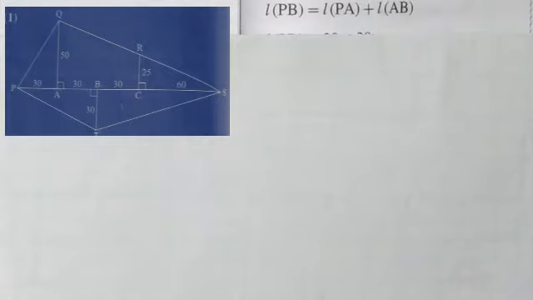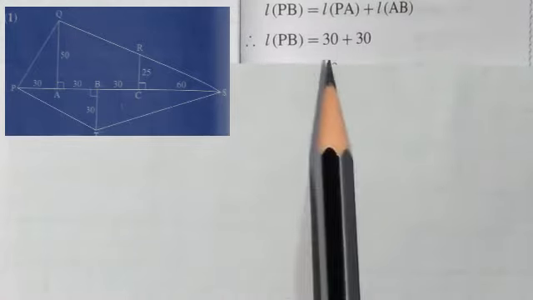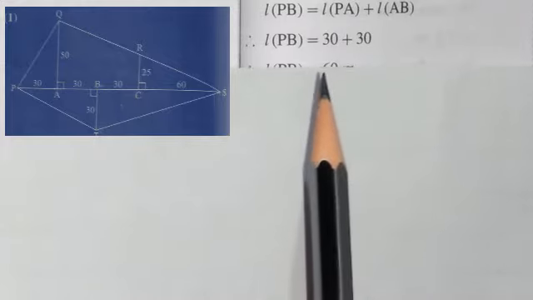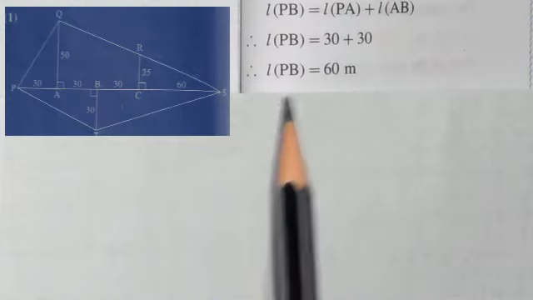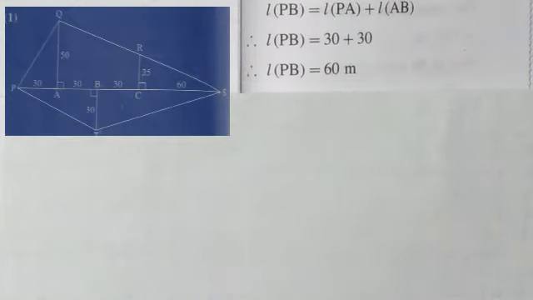First one is the triangle PBT and another one is the triangle SBT. So in the triangle PBT, we don't know PB. So let's calculate PB first. The length of PB is equal to PA plus the length of AB. As we know the measurements of PA and AB, let's put the values, that is nothing but 30. So the length of PB is equal to 30 plus 30. Yes, we got the length of PB, that is, the length of PB is equal to 60 meter.